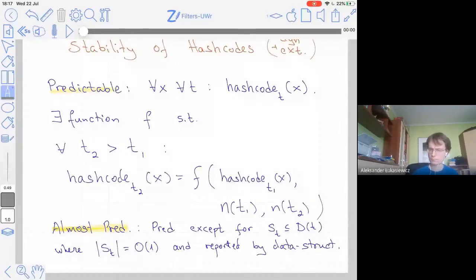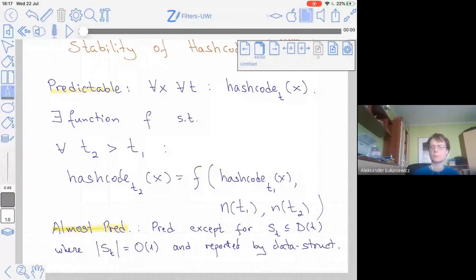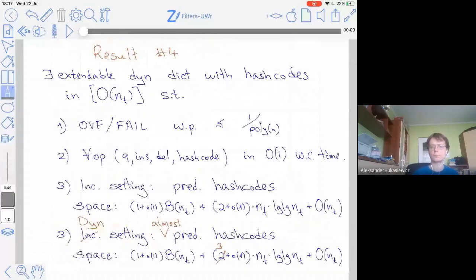With respect to this definition, we have the following result. We have a dynamic extendable dictionary with hash codes. The hash code range is linear. Overflow and fail occur with small probability. Every operation can be completed in constant time in the worst case.